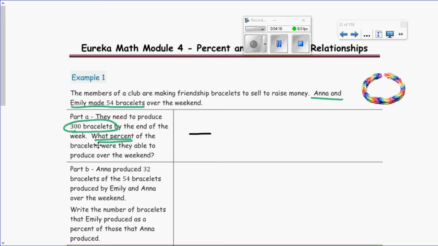When you hear that phrase, what percent, that should be your clue that in our proportion, the x is actually going to be the percentage because we don't know the percent. They're asking for the percent. What percent of the bracelets were they able to produce over the weekend? Well, if they need to produce 300, that's the total, and they already produced 54. Now, I know you can solve that, so pause it, see what you get, and then unpause it to see if you're right.